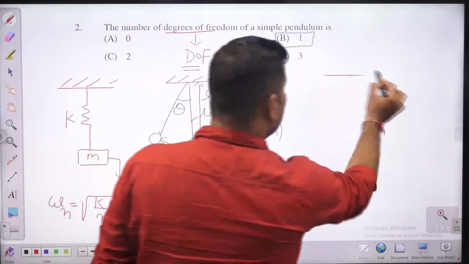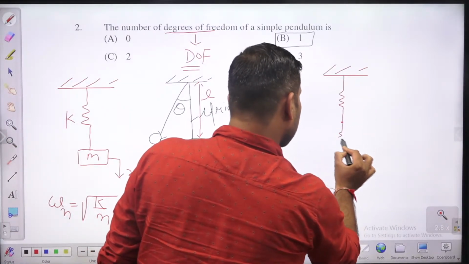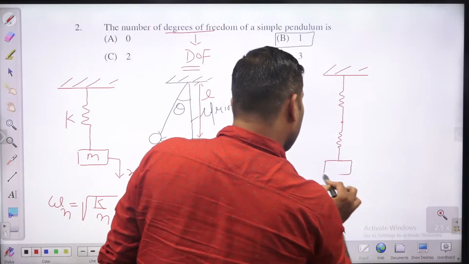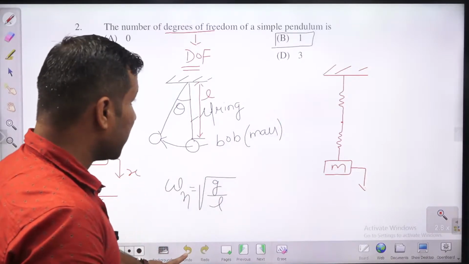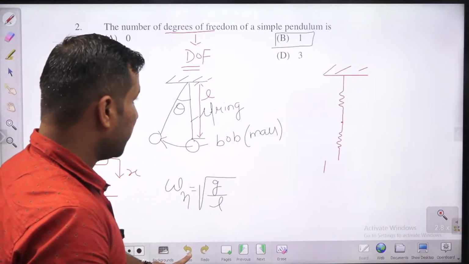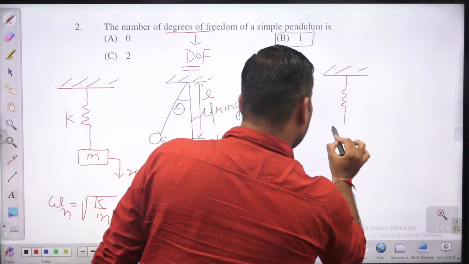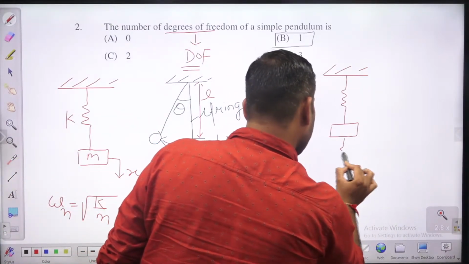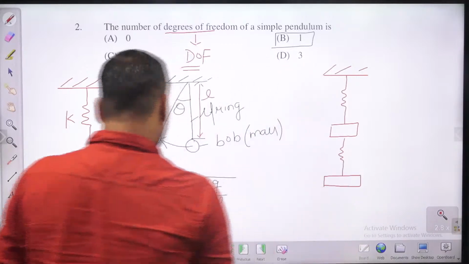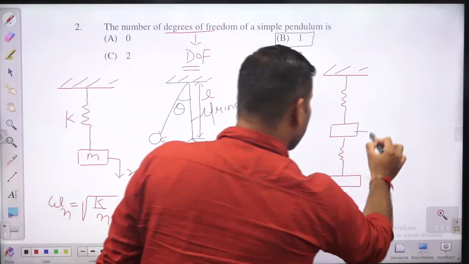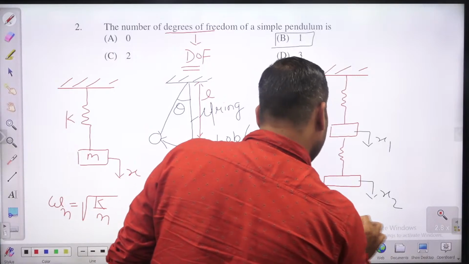But if you have this kind of arrangement, 2 springs, this is the first spring, and suppose this is another spring, and they are connected to some mass, something like this. So here the degree of freedom will be what? Suppose it has displacement x1, and it has displacement x2. So here the degree of freedom will be 2.